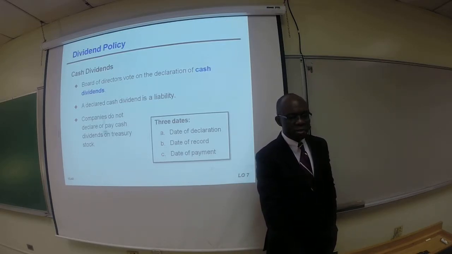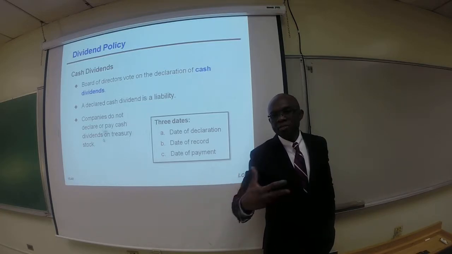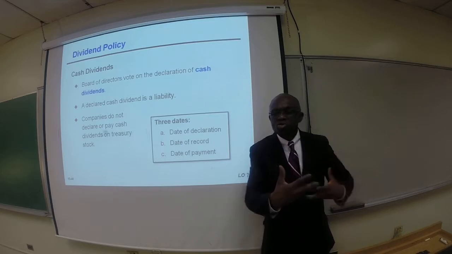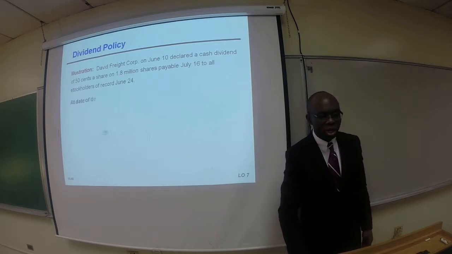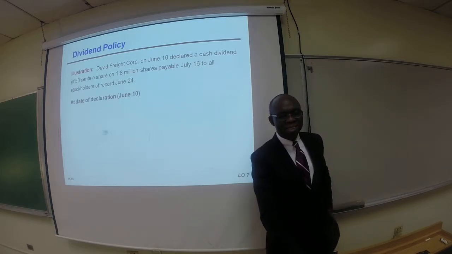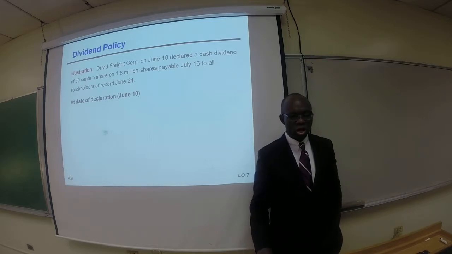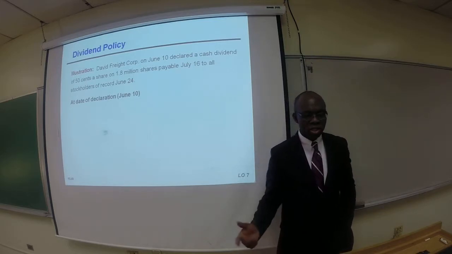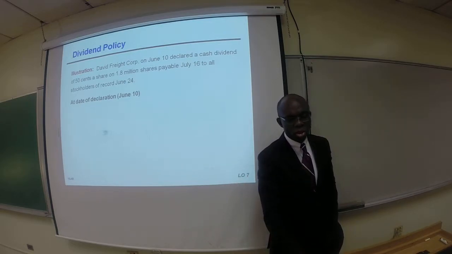Now another important rule that you need to know here: companies do not declare or pay cash dividends on treasury stock. Why are they not paying dividends on treasury stock? Again, the company cannot trade with itself. Moving along, let's take a look at an illustration here. The company declared a cash dividend of 50 cents a share on 1.8 million shares payable July 16 to all stockholders of record June 24. So the date of record is June 24. On the declaration date, which is June 30th, an obligation arises, and the company is legally obligated to pay.